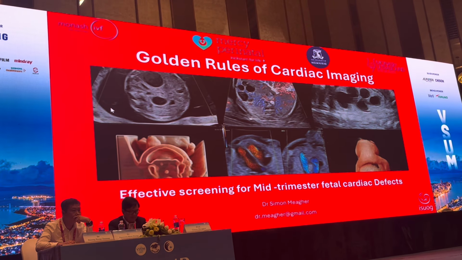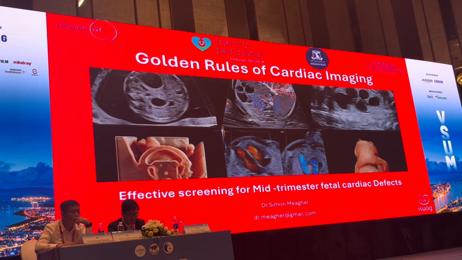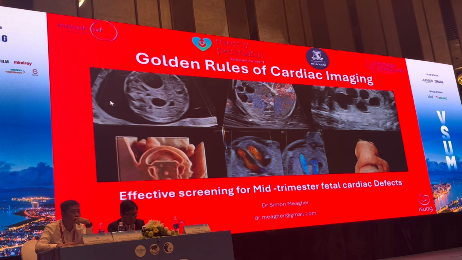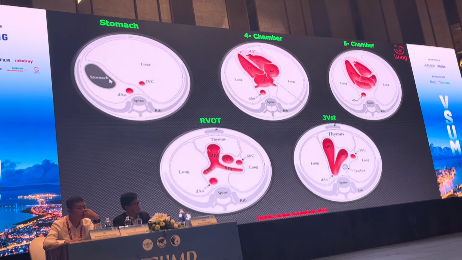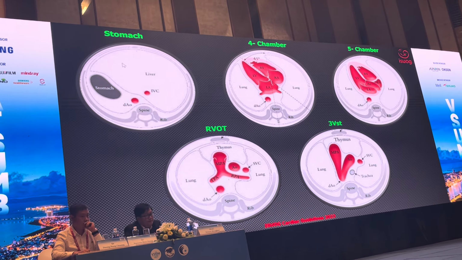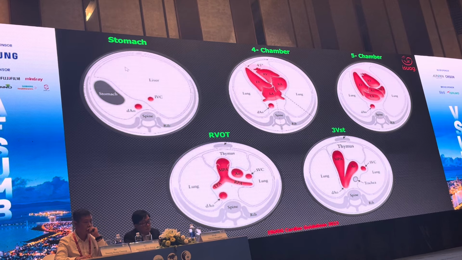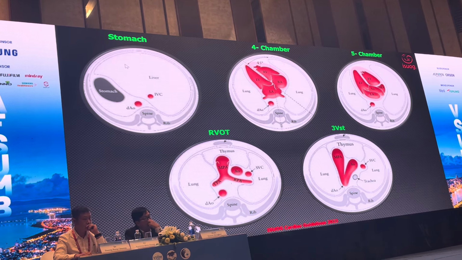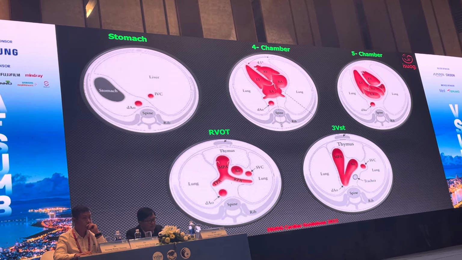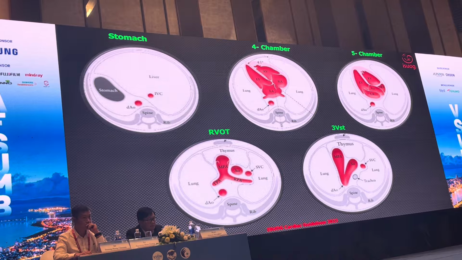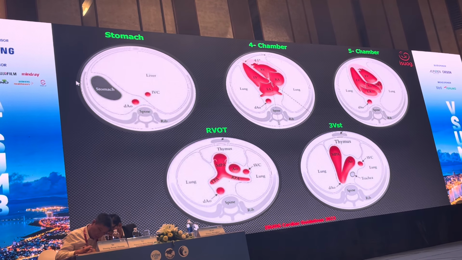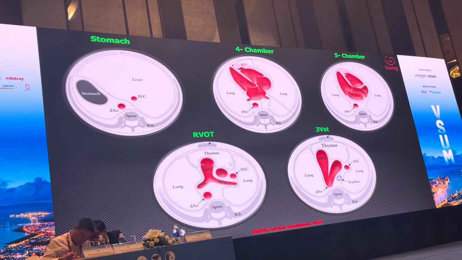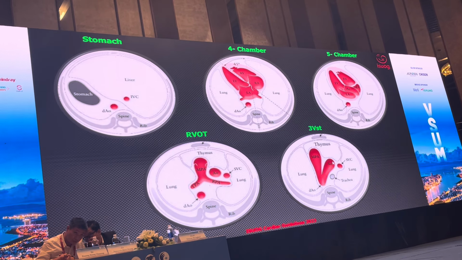When imaging in cardiacs, if you are in this room and you are at the very beginning stages, you may find these rules helpful in imaging. First, before I say the rules, it's important to understand that when we examine the heart in a screening context, not diagnostic, in a screening context, we look at 5 sections. Stomach, 4-chamber, 5-chamber, right ventricular outflow tract, and the 3-vessel view.